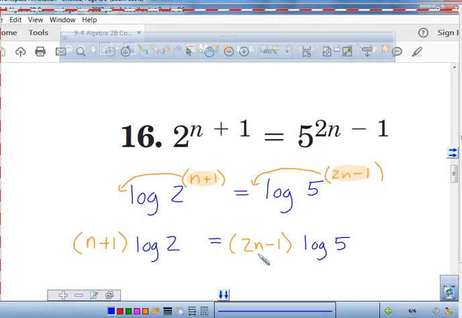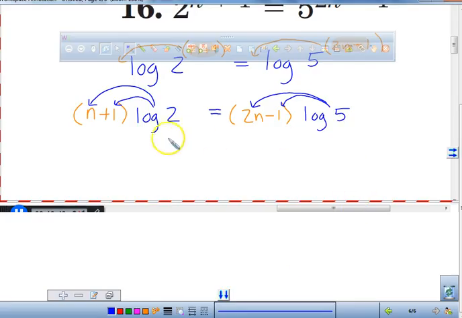This is where I would distribute. So right here, we're going to take the log of 2. We're going to distribute it to the number 1. We're going to take the log of 2 and distribute it to the letter n. Here, the log of 5 is going to distribute to a negative 1 and to that 2n. So how do you multiply a log of 2 times an n? Nope. It's a good idea, though.